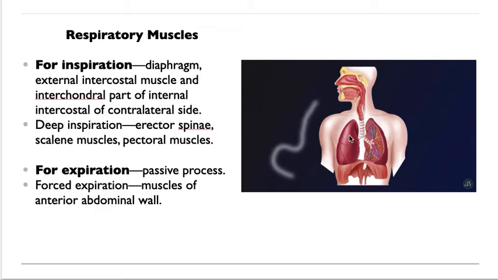For inspiration, we have the diaphragm, the external intercostal muscle, and the intercartilaginous part of the internal intercostal muscles of the contralateral side. For deep inspiration, we have the erector spinae, scalene muscles, and the pectoral muscles.